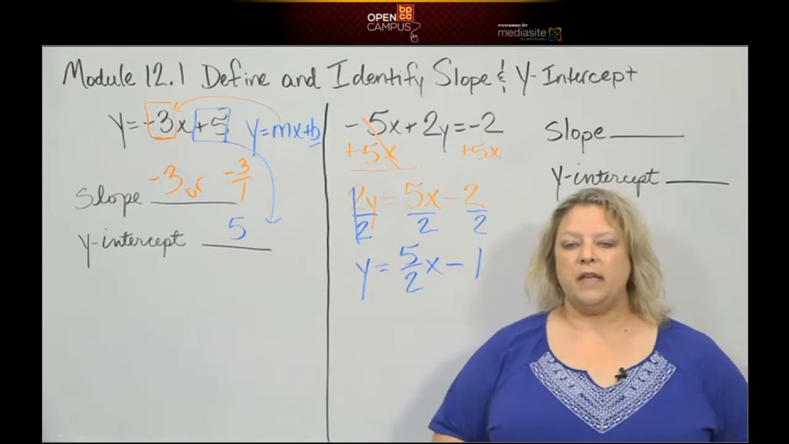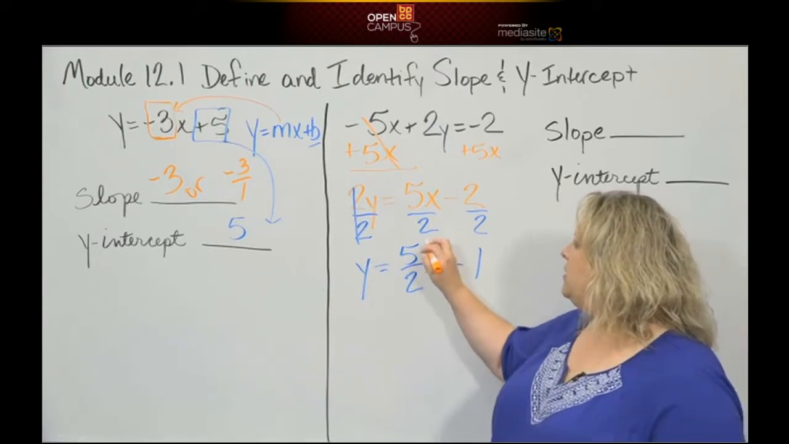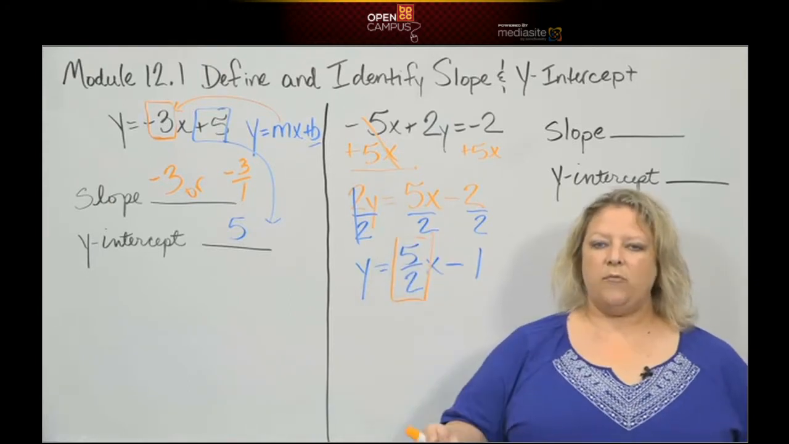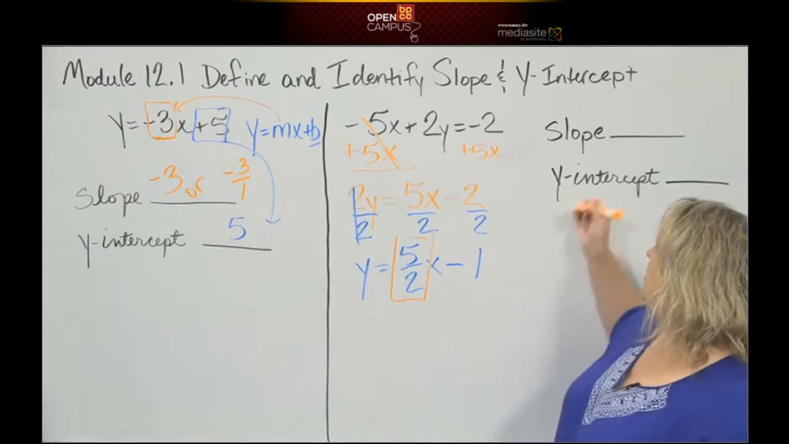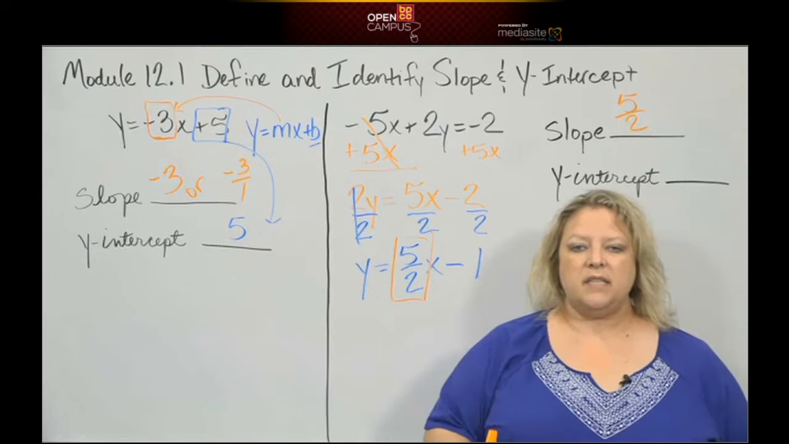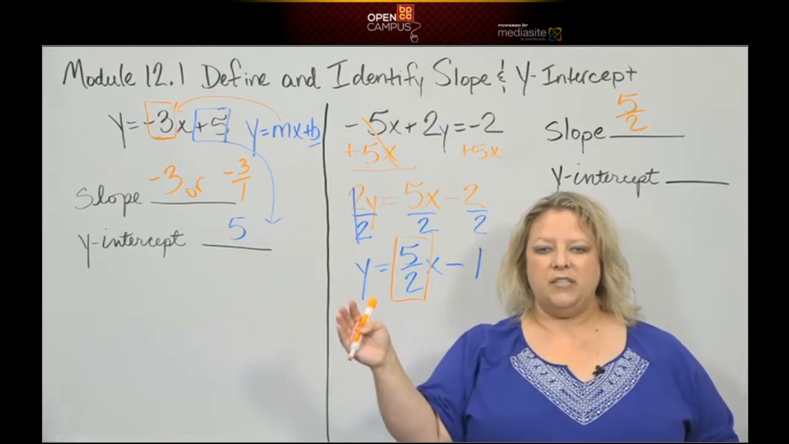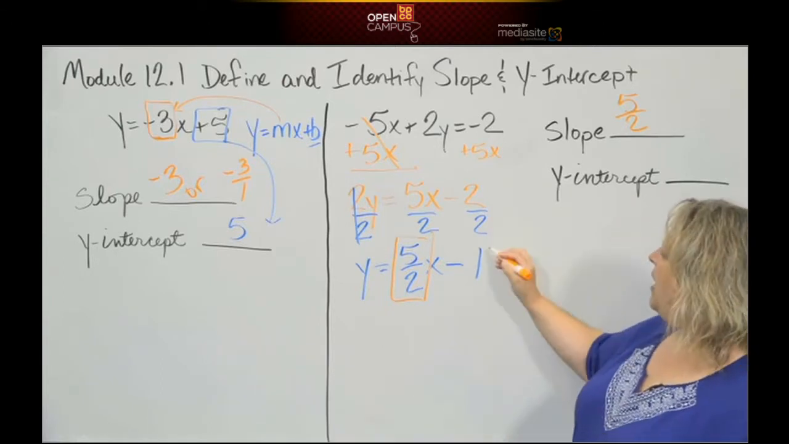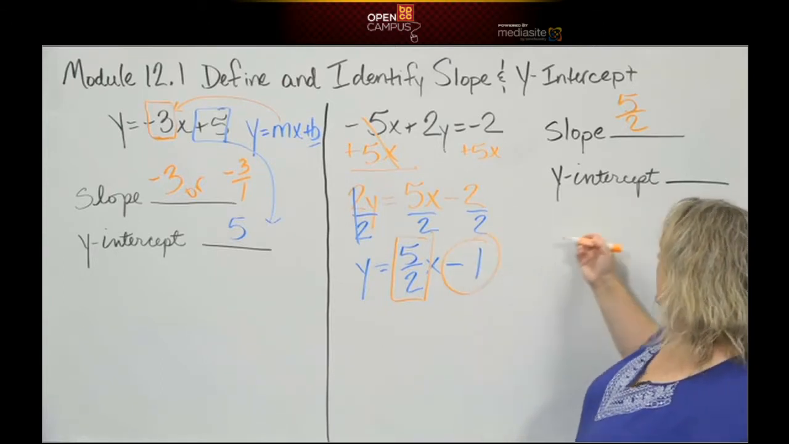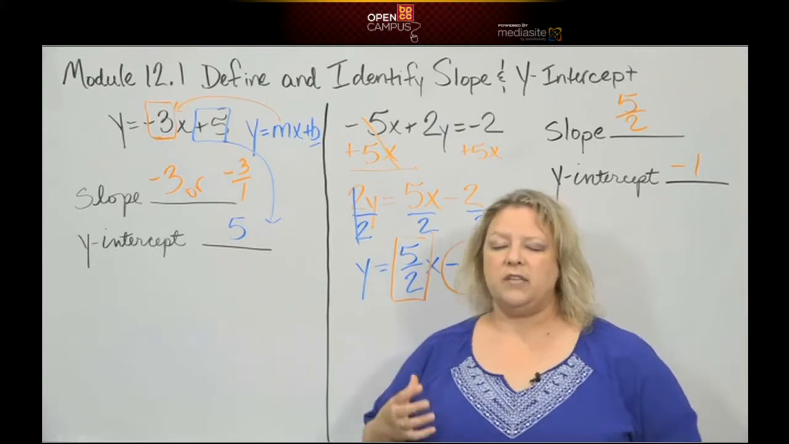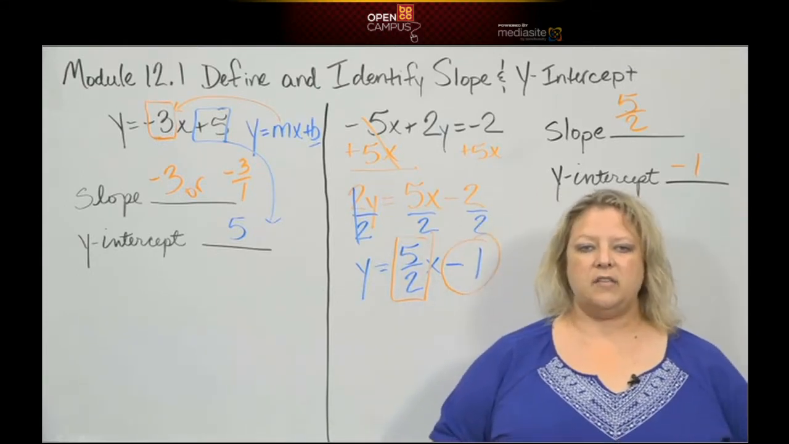The only weird thing is my slope. My slope is weird looking because it's a fraction. Does it make it wrong? No, it doesn't make it wrong. It is 5 halves. It's rise over run. That means I'm climbing 5 and I'm running 2. Climbing 5, running 2. And that's good. My y-intercept is negative 1 because the sign goes with it, okay? And that's where it's going to touch the y-axis on our graph.